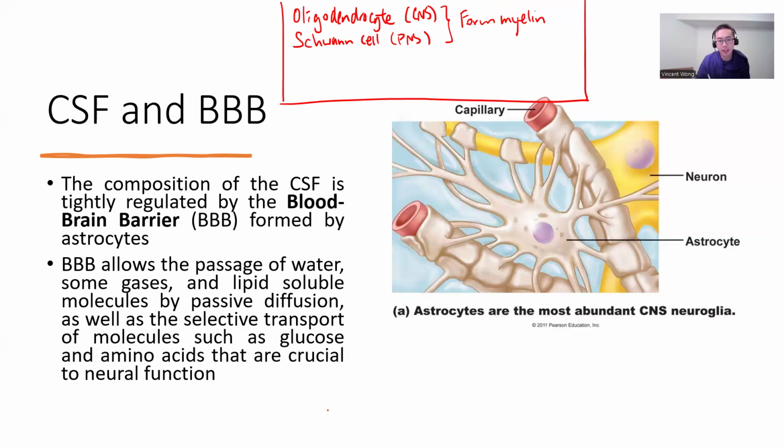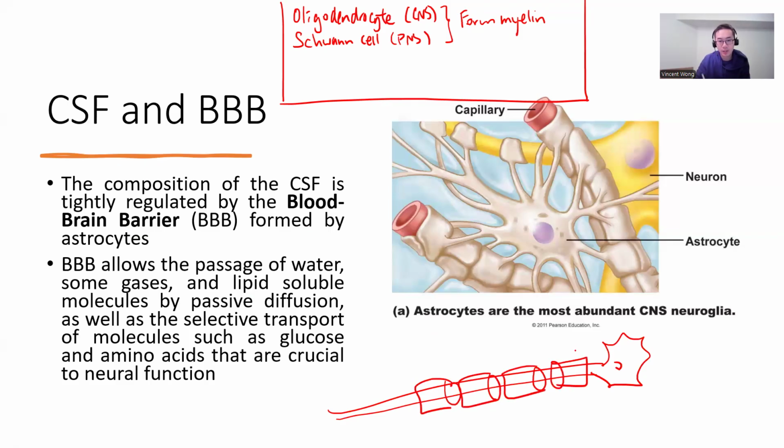Do you guys remember myelin? It's like this is the axon, right? And then you have these little insulation that goes around it so that the action potential can jump, right? And it gets conducted much faster, right?